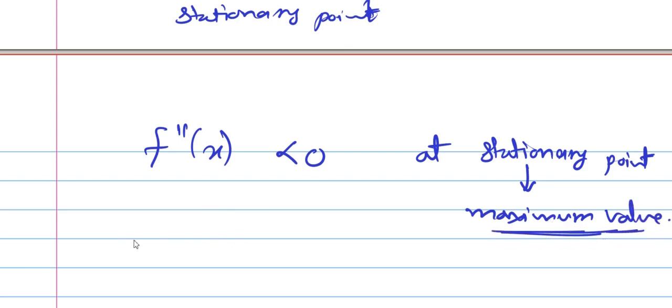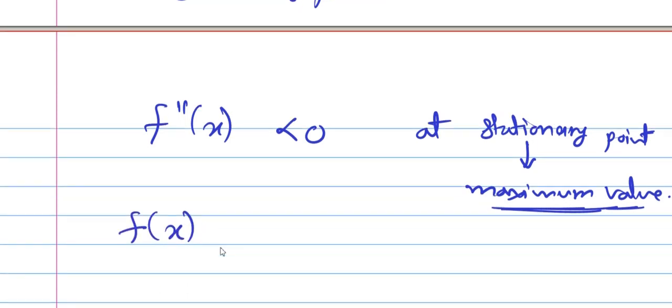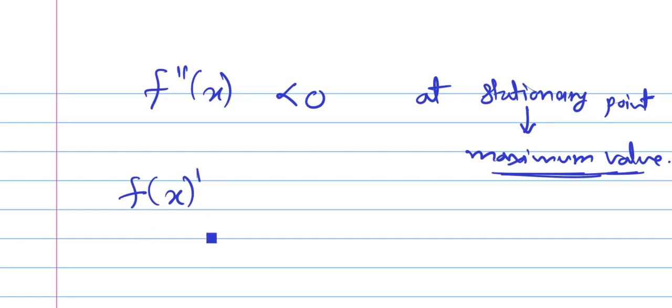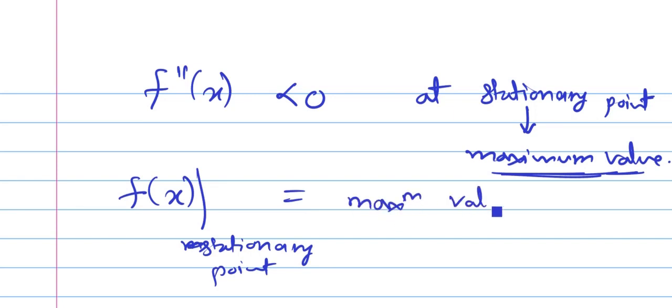And how to calculate the maximum value? You have to substitute this stationary point in f of x, and you will get the maximum value of the function. So this is the procedure. It will be more clear once we solve the problem, so this procedure you are supposed to remember. Now let's look at one question.